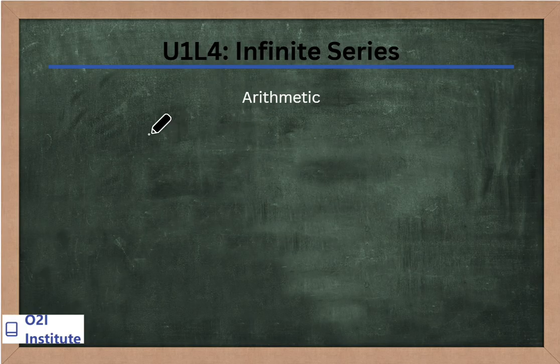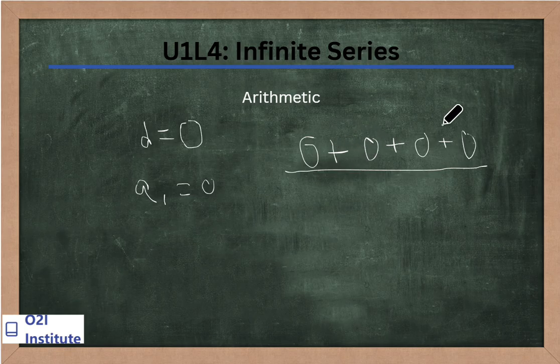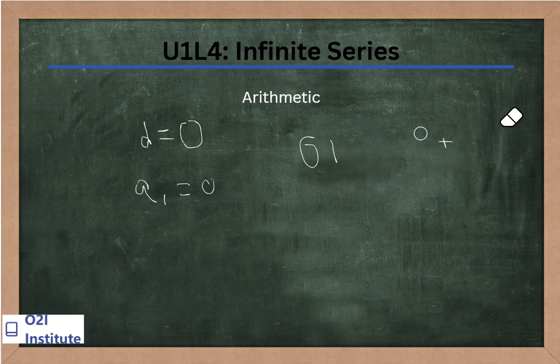The first special case is when, well, actually both of them have d being 0. The first one is when a1 is 0 and d is 0, and it'll just be 0 plus 0 plus 0 plus 0. This is the only convergent arithmetic series you will ever see because infinite zeros is still 0. It doesn't matter how many zeros there are. There can be infinite zeros in here. It doesn't matter because all the zeros add up to still be 0.